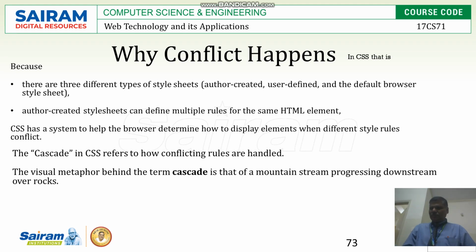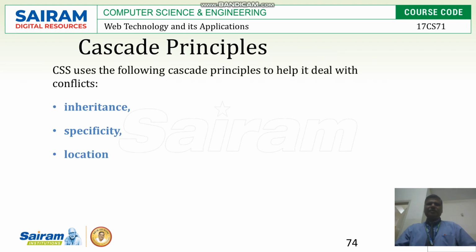The internal one it is going to be whatever the size that is being applied for the last one, that is going to be taken as considered. The previous one is going to be overridden. Overridden it is going to be. Okay. Inheritance, specificity, and location. Always it is in the form of inheritance that it is going to get applied. So let us see what is inheritance, specificity, and location.